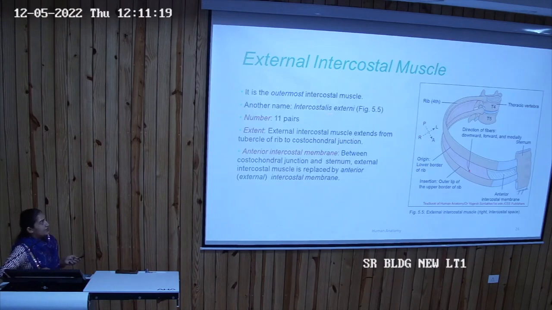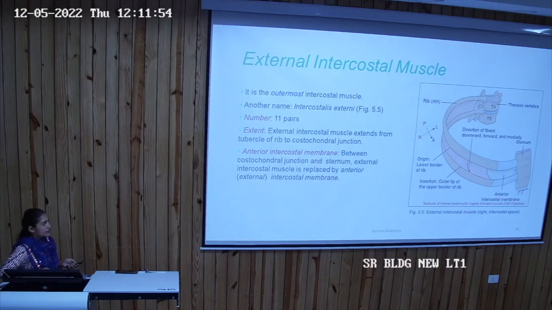So first coming to the external intercostal muscle. If you can see this picture, this is showing you one single intercostal space, that is a typical intercostal space. So this is the head of the rib. Here will be lying the tubercle of the rib. So it is starting from the vertebra and it is coming anteriorly. Now anteriorly it is deficient. It is only reaching the costochondral junction. It is not reaching the sternum. So this space will be filled by the membrane, that is the anterior intercostal membrane.